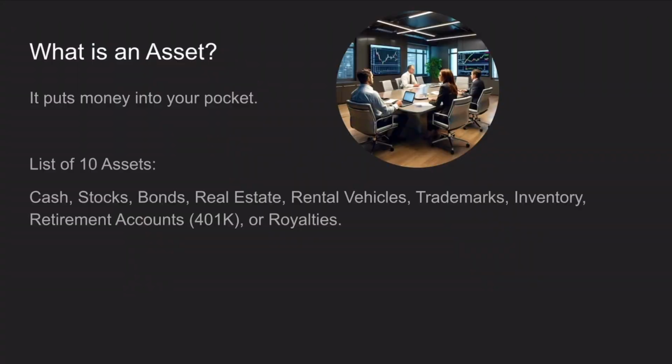So, first up, what is an asset? It simply puts money into your pocket. A few examples I put down here are cash, stocks, bonds, real estate, if you use it the right way, rental vehicles, trademarks, inventory, retirement accounts like a 401k, or royalties. Those are the basics of assets because you're using all of those products to generate income for you. They all come circling back into that income column for you.